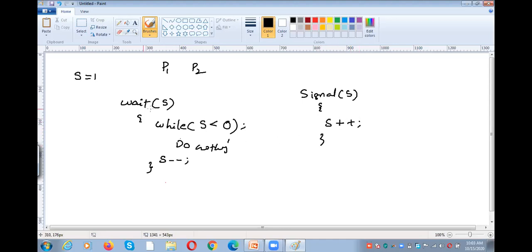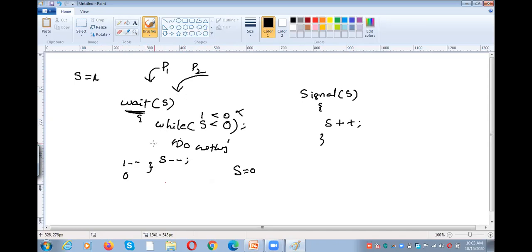Whenever P1 begins to enter into the critical section, what is the value of S initially? S value is 1. So is 1 less than or equal to 0? The condition fails, so it does not wait. What can it do? S minus minus. The S value initially is 1, so 1 minus minus means 0. That means the S value is now 0.